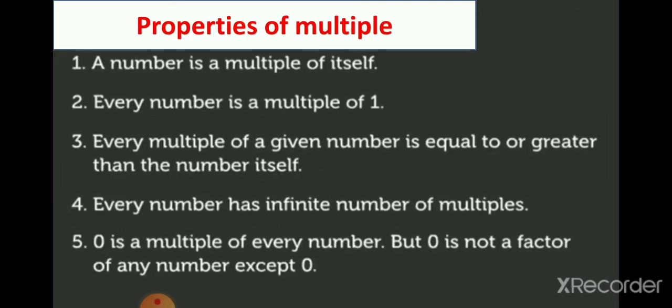Now let us see the properties of multiple. A number is a multiple of itself. Every number is a multiple of 1. Every multiple of a given number is equal to or greater than the number itself. Every number has infinite number of multiples. 0 is a multiple of every number, but 0 is not a factor of any number except 0. Why is 0 not a factor of any number? Because 0 cannot divide any number completely.